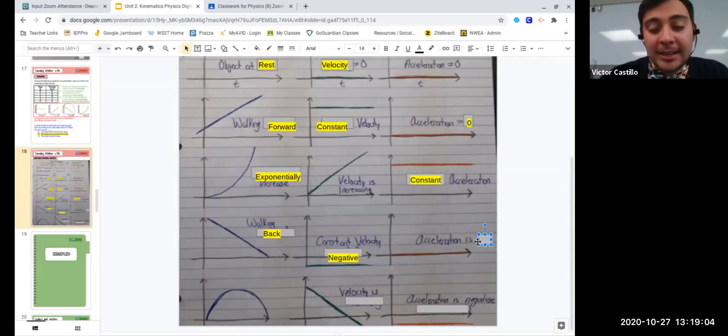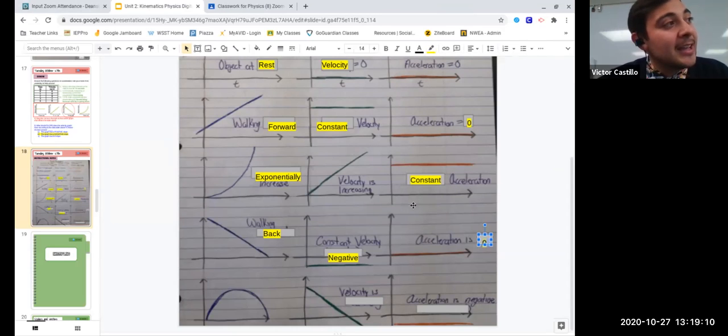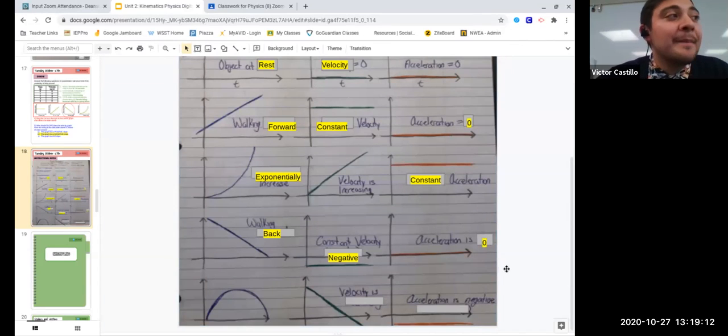And my acceleration is 0. Because if my velocity, like I said, is constant, that means that I'm not accelerating or decelerating. So my acceleration is 0.